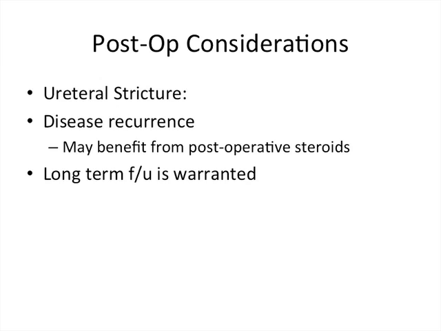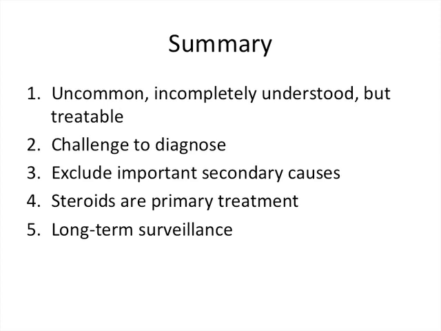And importantly, long-term follow-up, which can be done with imaging, lab work, and symptom monitoring, is warranted in these patients, as disease recurrence has been reported up to 9 years following presentation or following initial therapy. So the take-home points really are that this is an uncommon, incompletely understood, but treatable condition. It's often a challenge to diagnose, and patients often present late in their disease. You must exclude important causes, most importantly probably retroperitoneal lymphomas. Steroids now are considered to be the primary treatment, and long-term surveillance is warranted.